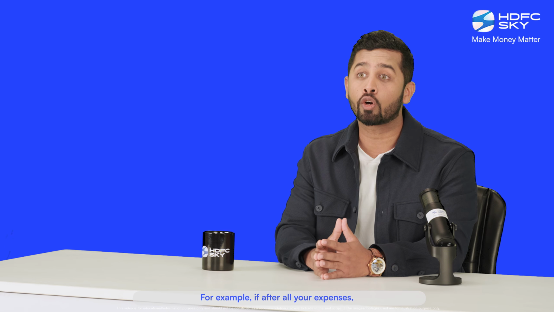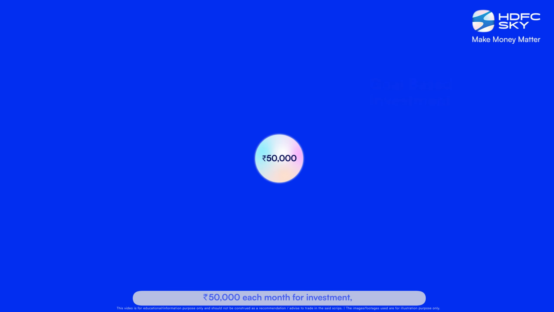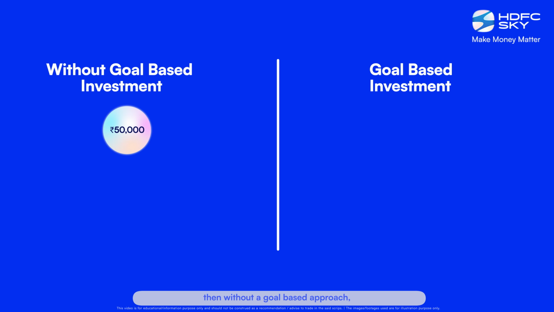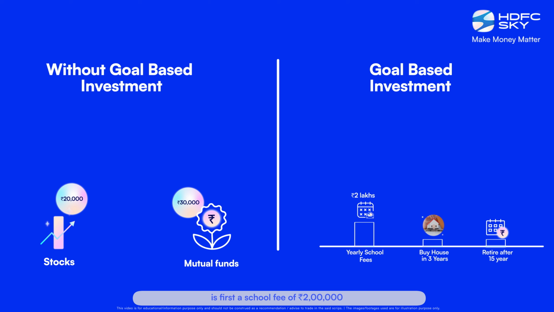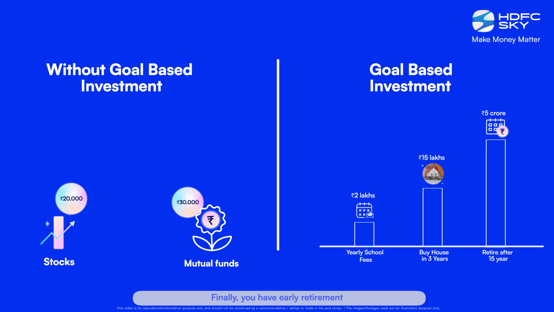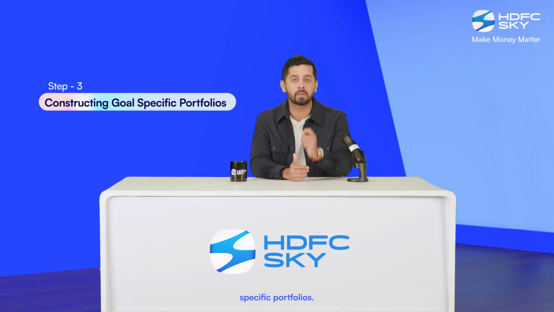For example, if after all your expenses, you are able to save rupees 50,000 each month for investment, then without a goal-based approach, you will simply pick a few stocks or mutual funds and spread the money randomly. But with a goal-based approach, you know that your most immediate goal is first a school fee of 2 lakh that is required every year. Then next comes your 15 lakh down payment for home purchase in 3 years. Finally, you have an early retirement corpus of 5 crore rupees but in 15 years. When you understand this clearly, you can now prioritize and distribute that monthly 50,000 rupees in the right proportion for each goal.